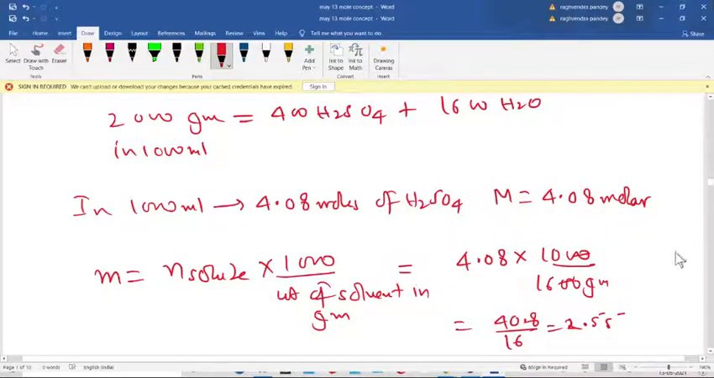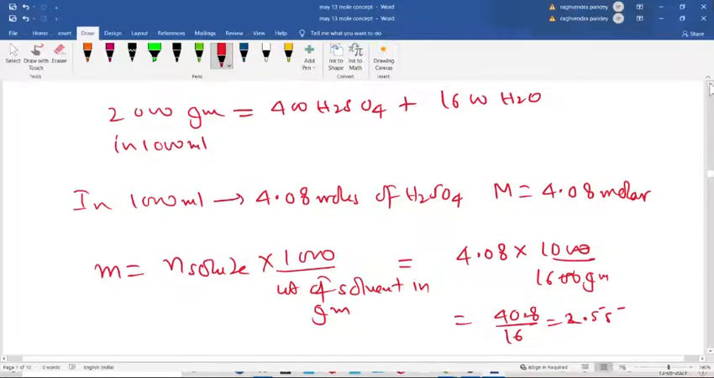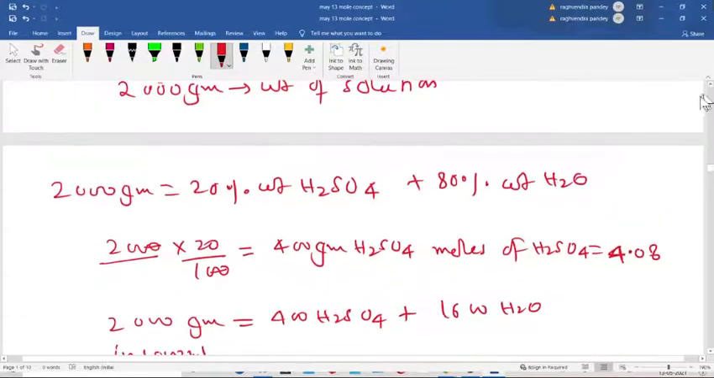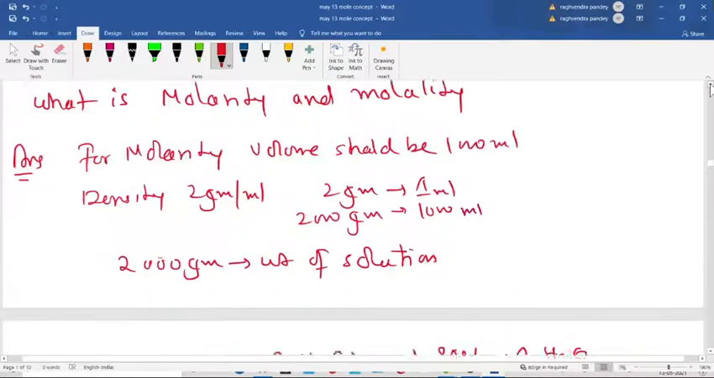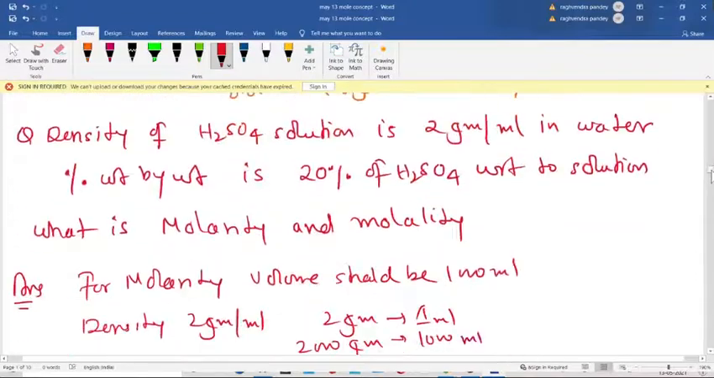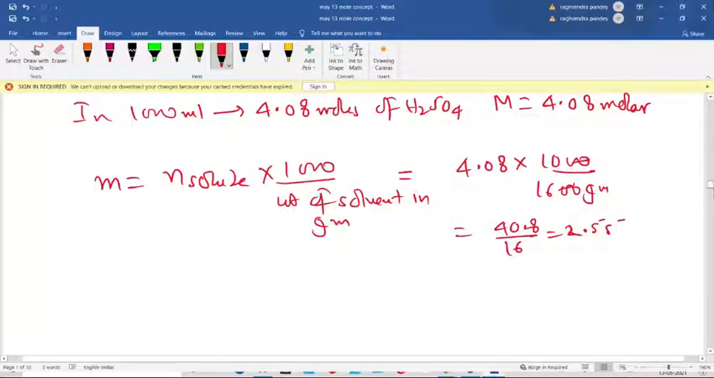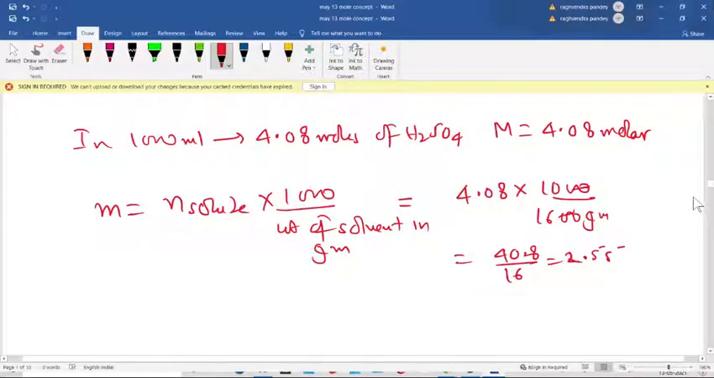Jeet, are you getting this? If you have any doubt, please ask. Aparajita? Yes, yes. Volume of solution. Weight of solvent. Yes. Any doubt in that? Okay. So I hope.